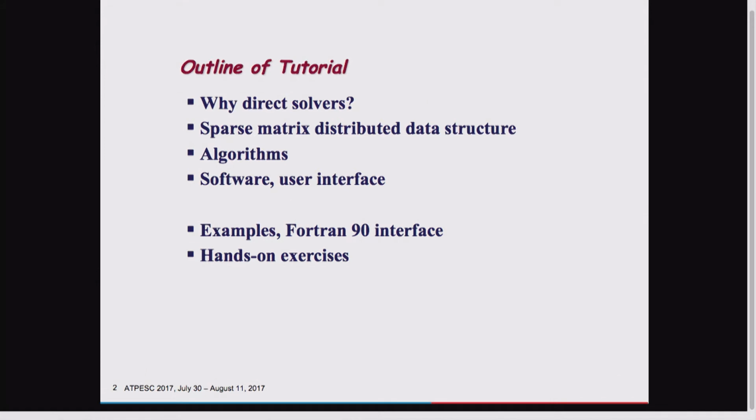Okay, so the direct solver. I'll give you some very quick tutorial of the algorithm background, why we use a direct solver, and in particular, I will talk about sparse data structure because that's the algebraic interface to a lot of the solvers. And then I'll give you some examples. We'll have some hands-on exercise.